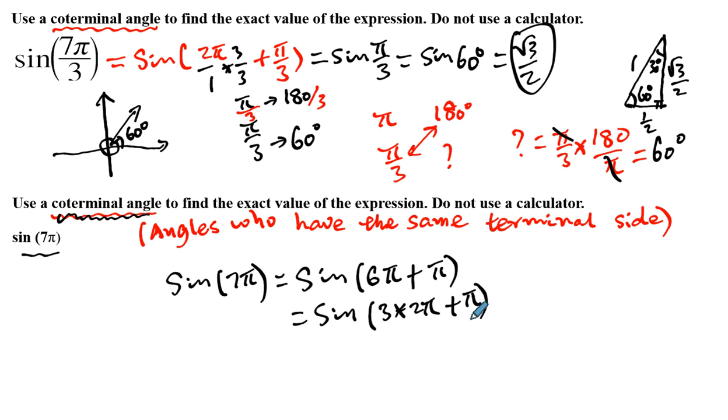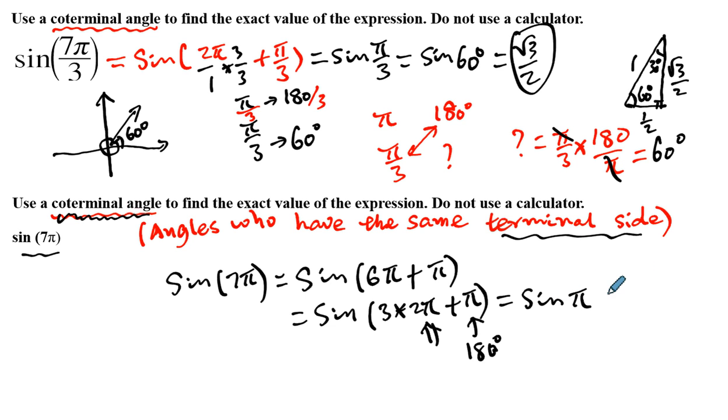You know, when the angle is pi, 180 degrees, you can rotate one circle. 2 pi is 360 degrees. You can rotate a second circle, you can rotate a third circle, you get the same angle. Then they have the same terminal side, so they have the equal value.